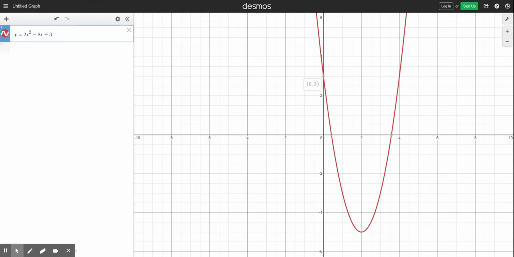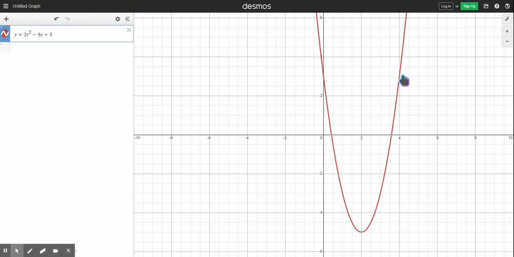And another thing to notice is that if we look over here at (4, 3), if you can get it on there exact, is also a point, which shouldn't be a surprise because our axis of symmetry is right down the middle.